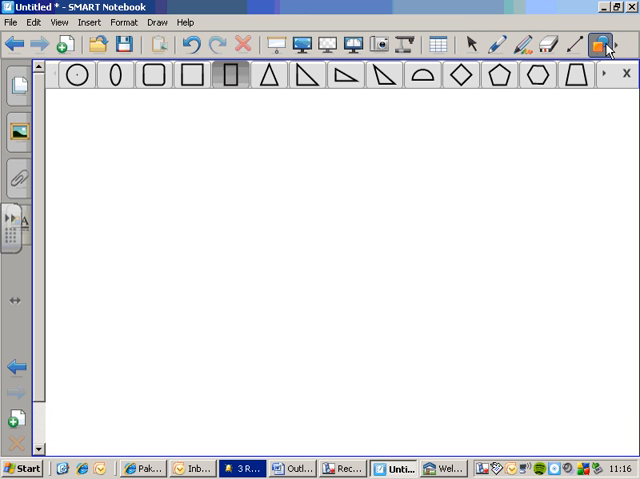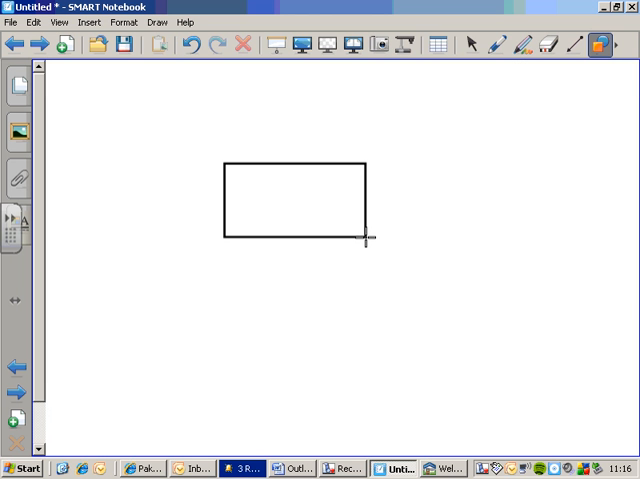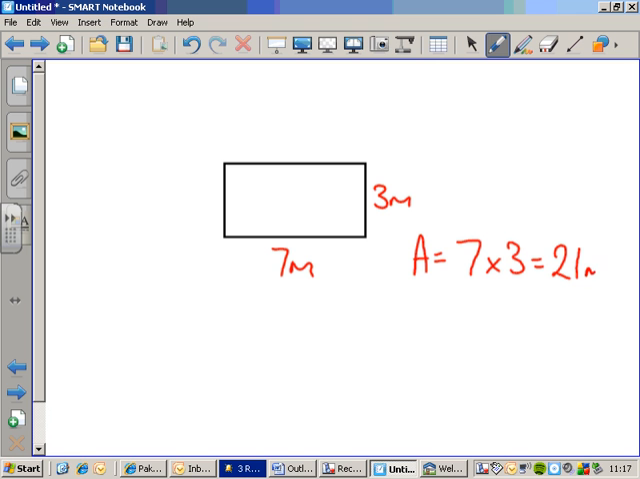Similarly, one more. Here it is. Let's say it's 7 metres long and 3 metres wide. So the area will be equal to 7 times 3, which is 21 metres squared. Metres squared this time because the dimensions were given in metres.